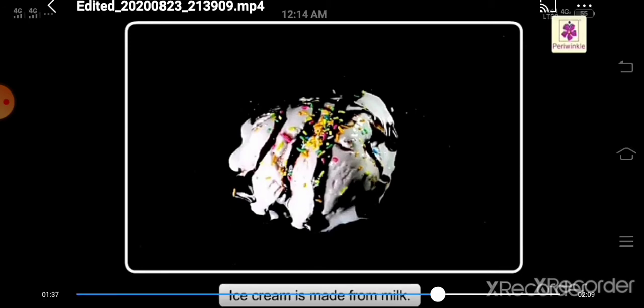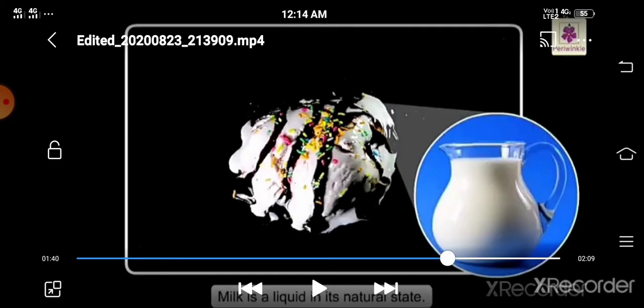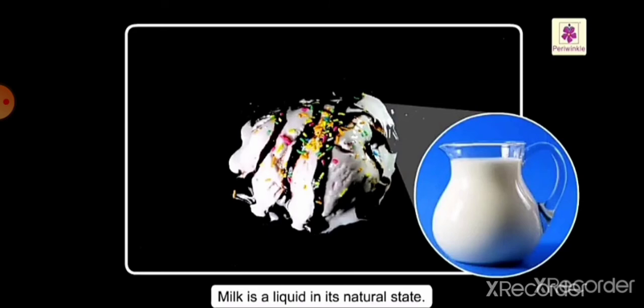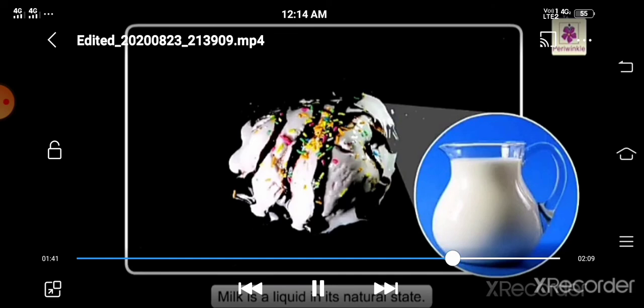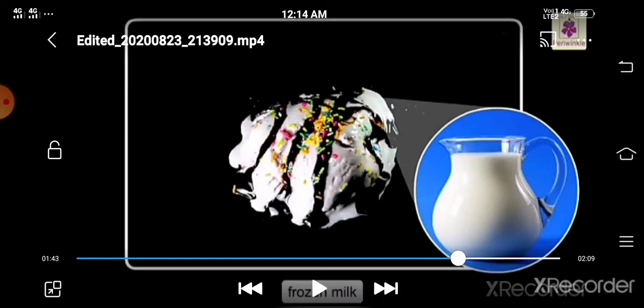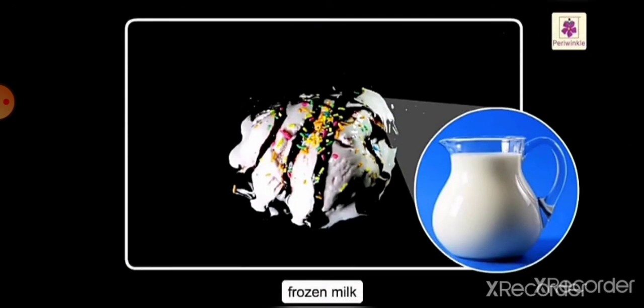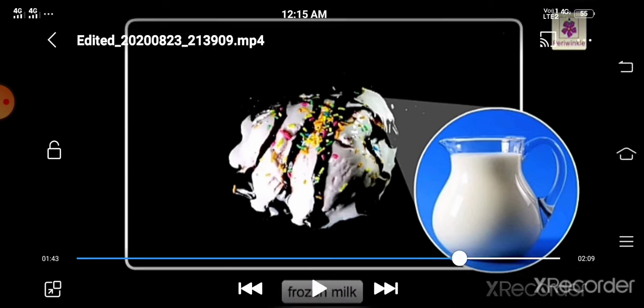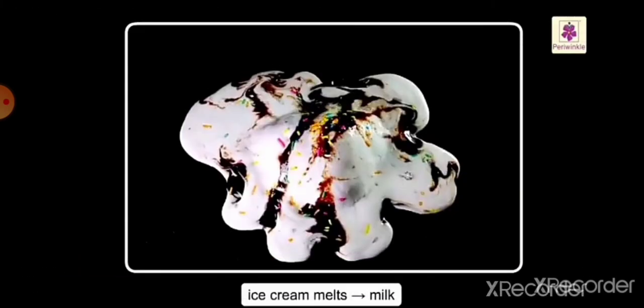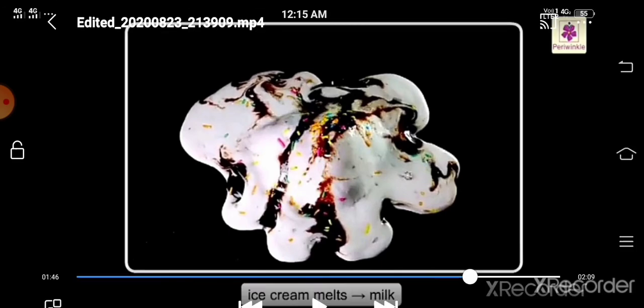Ice cream is made up of milk, right? Milk is a liquid in its natural state. Frozen milk is nothing but a solid. See, when it is melted, it comes back to the form of milk, right? In a liquid form.